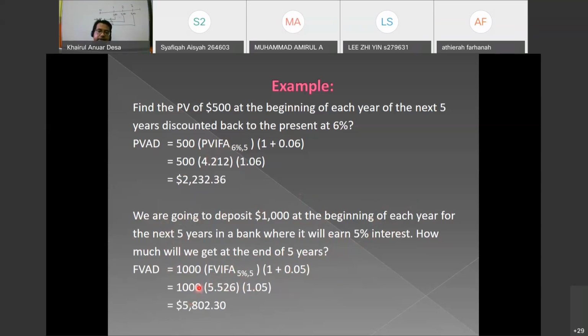Apa perbezaan soalan di sini? So 1,000 future value interest factor annuity, 5%, 5 years, 1 plus 0.05. So 1,000 times 5.526. This is from the table. And 1.05. 5,802 ringgit 0.30 at the end of year 5. This is the present value and this is the future value.